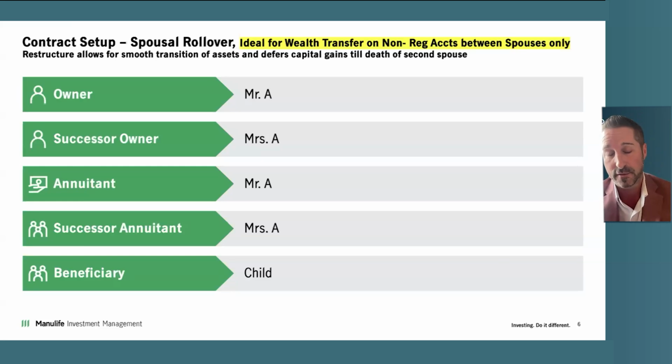At Manulife, for the products we currently offer, our seg pools, our investment plus contracts, if for some reason you made a mistake or didn't realize and you named the spouse as the beneficiary versus successor owner and successor annuitant, you can go back and amend that and correct it, add the successor owner, successor annuitant, change the beneficiary, and you're on your way. So you have that tax deferred rollover at death. So to me, it's an important planning point from a contract setup perspective.